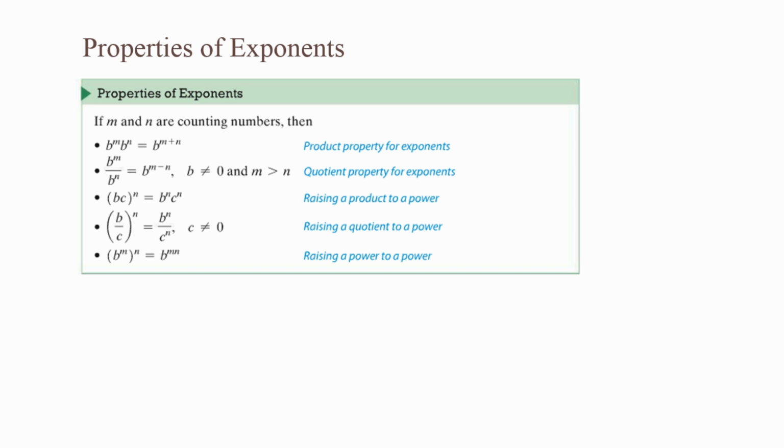Parenthesis b times c, close parenthesis to the n, is equal to b to the n times c to the n, raising a product to a power. Parenthesis b divided by c, close parenthesis to the n, equals b to the n divided by c to the n, where c does not equal 0, raising a quotient to a power. Parenthesis b to the m power, close parenthesis to the n power, is equal to b to the m times n power. And that's raising a power to a power.